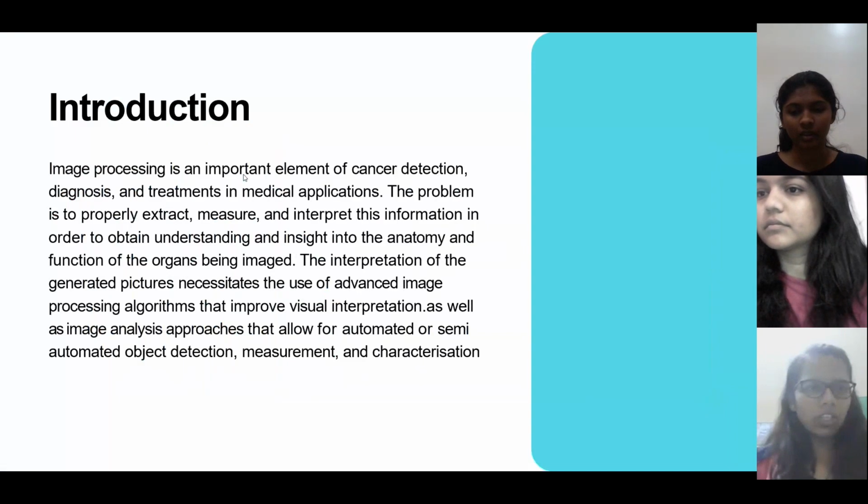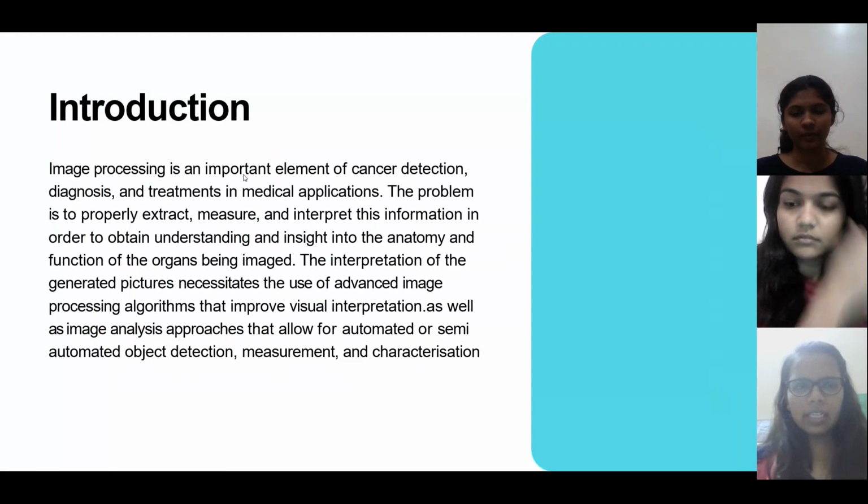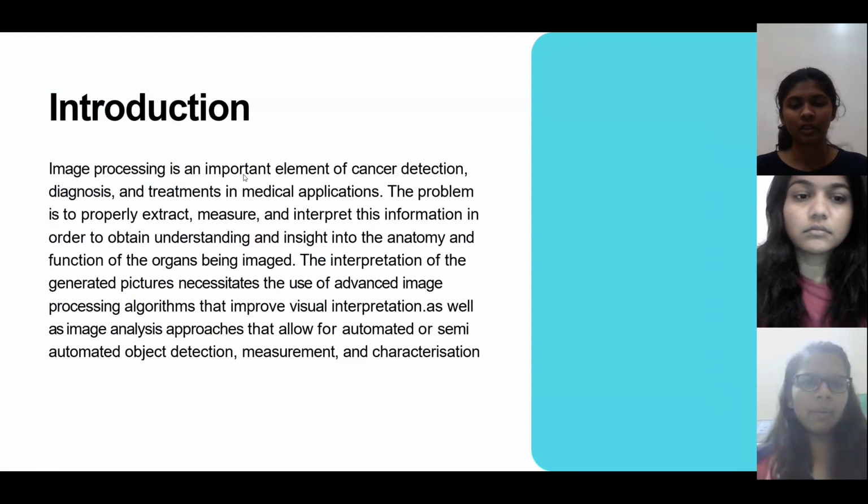So first is the introduction. Image processing is an important element of cancer detection, diagnosis and treatment in medical applications. The problem is to properly extract, measure and interpret this information in order to obtain understanding and insight into anatomy and function of the organs being imaged.